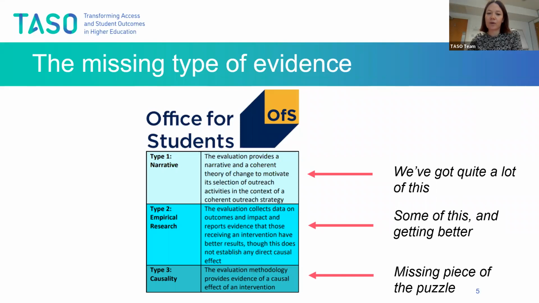And then I think we're basically still missing the type 3 or causal evidence within the HE sector in our current landscape. So what we would call causal evidence or research and evaluation that allows us to draw causal inference. And this is really where RCTs come in, randomized control trials. So they are a methodology that typically allows us to get at causality, this cause and effect relationship.